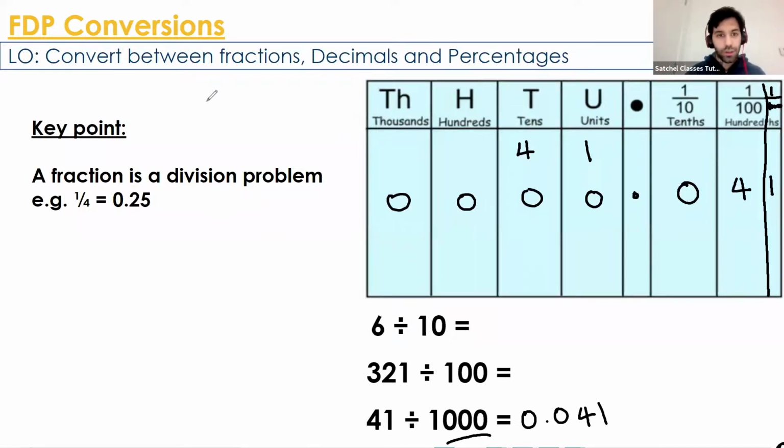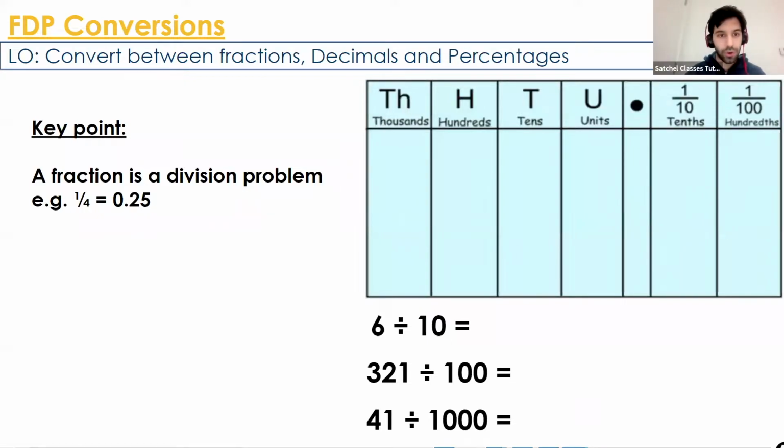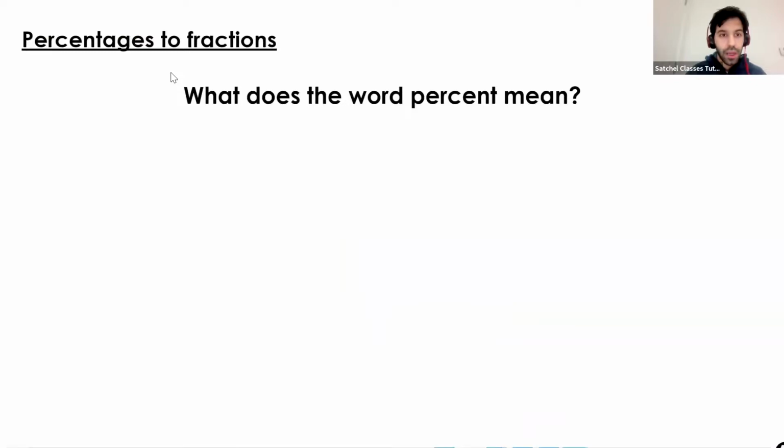Now, moving on to our first conversion problems. So converting percentages to fractions. Now, what I want to ask you is, what does the word percent mean? Hopefully you know the word cent means 100. For example, 100 years are called a century, or in American currency, 100 cents is equal to $1. So the word cent means 100. So per cent means per 100.